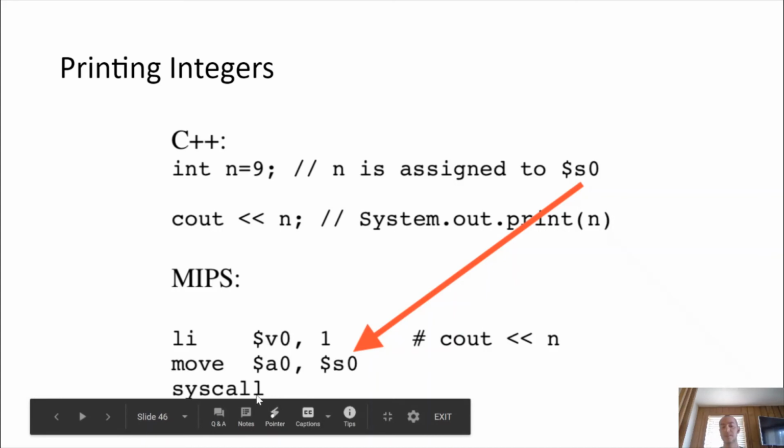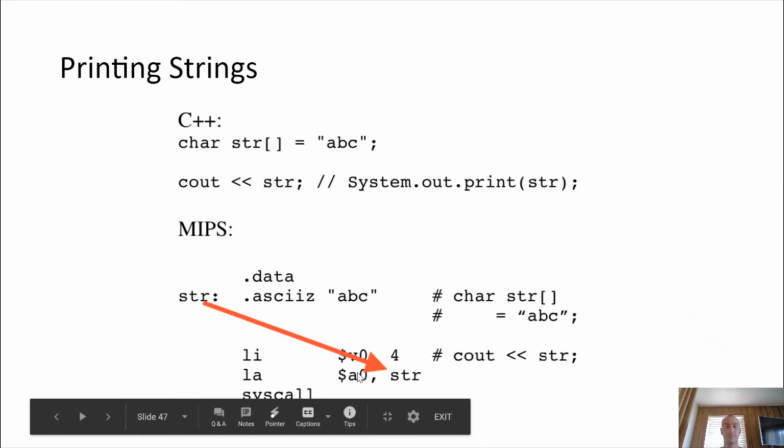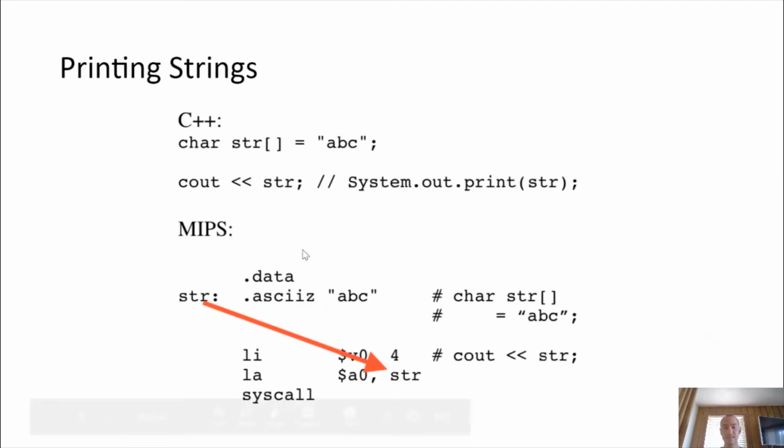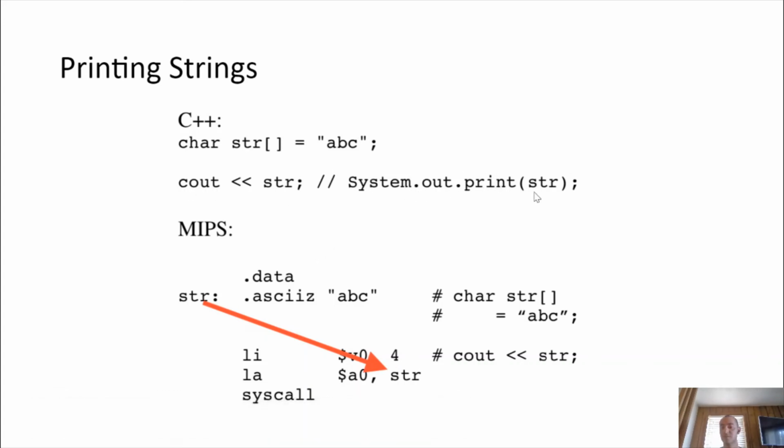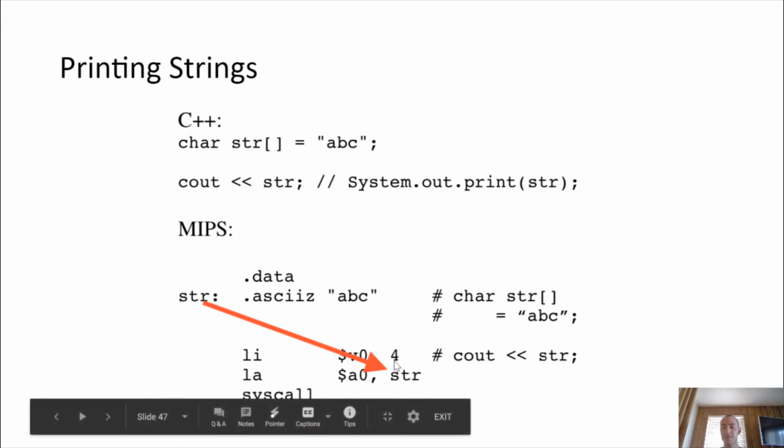And then once you do that, based on these, the processor is going to print this number, which is going to be 9, onto the console. And then for strings, we have a different signal, of course, which is 4. And you don't need to memorize this. There's a table that you can look up. In Java and C, we use the same cout and System.out.print, but here we use different signals. And the difference, which we're going to see later, is that the way that we put the string is different.